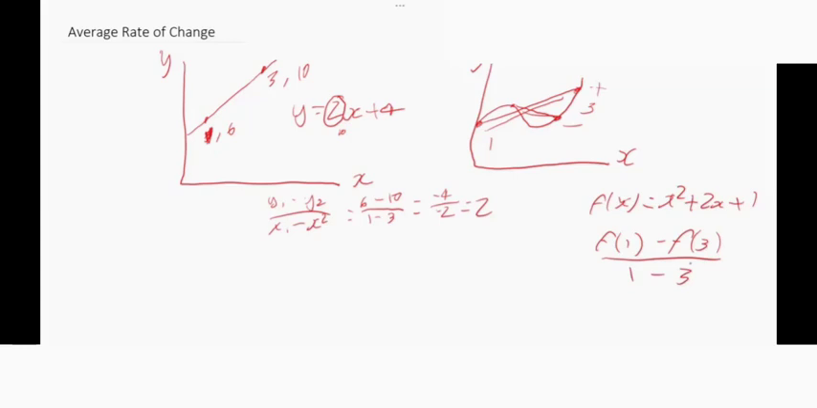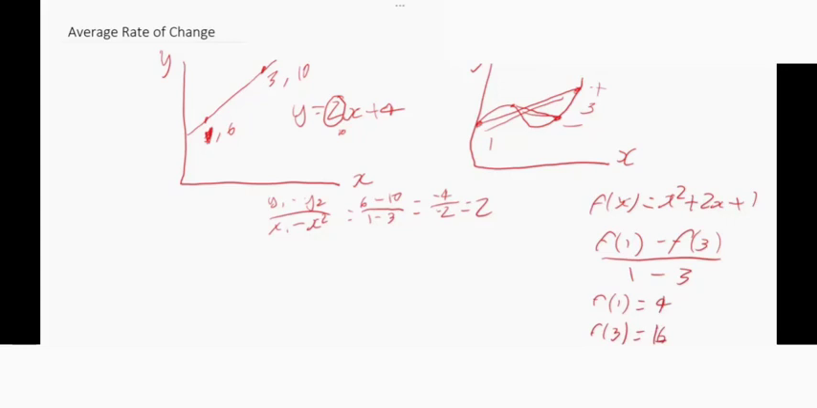So if we're doing this, f of 1 equals 1 squared plus 2 plus 1 equals 4, and f of 3 equals 3 squared is 9 plus 2 times 3 is 15 plus 1 is 16.